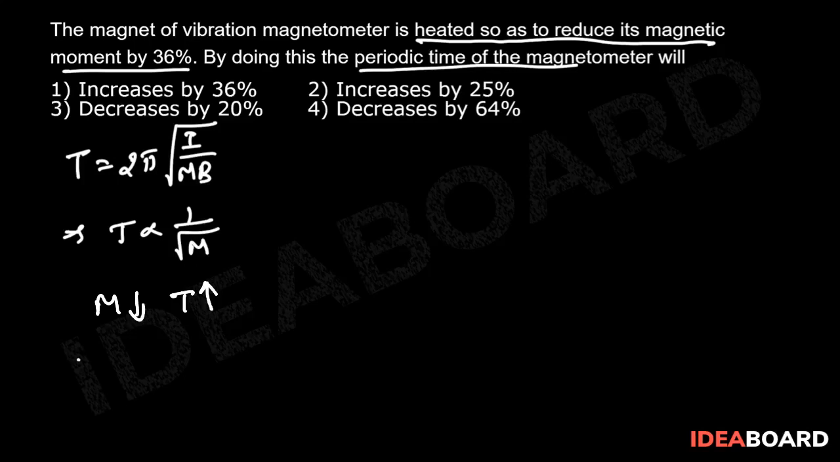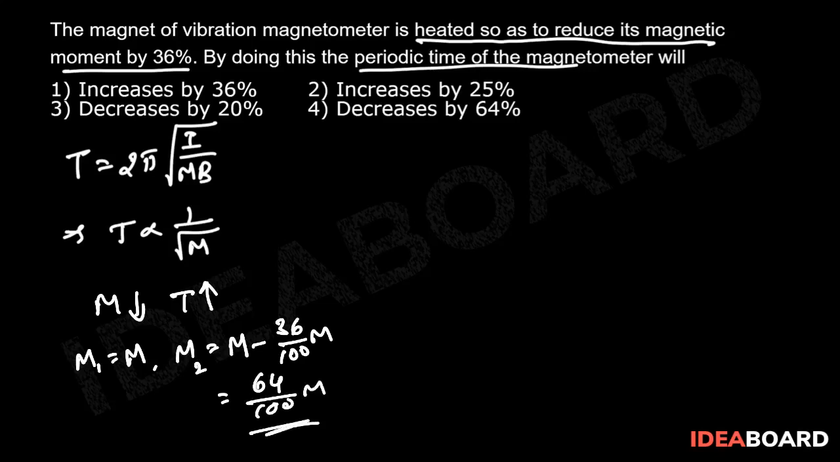So here the initial magnetic moment is taken as m, and the final magnetic moment m2 becomes, that is reduced by 36%, which means the initial magnetic moment minus 36 by 100 into m. From this, m2 is given by simply 64 by 100 m, that is 64% of the initial magnetic moment.